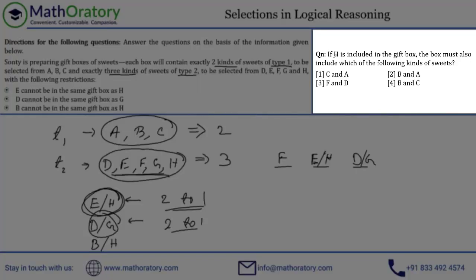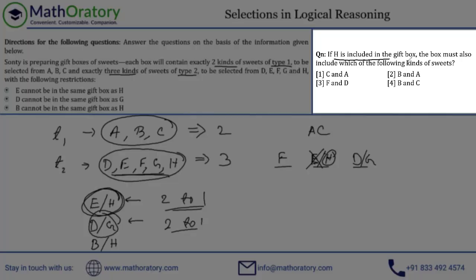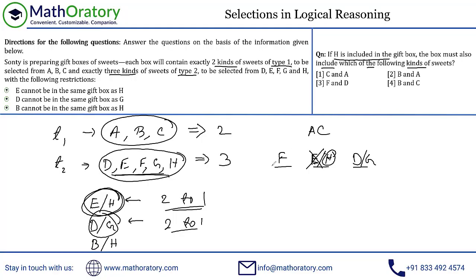Here again, it is mentioned something additional in the question. H is included in the gift box. So H is selected. So E is not selected. So this is what is given to us. Again, if H is selected, B cannot be selected. So it has to be AC from the first type. Now, what is the question? The box must also include which of the following kinds of sweets. Now, F is definite, D or G we cannot say anything about, but A and C have to be selected, right? So that is option 1. So option 1 should be the answer for this problem. Pretty straightforward. Let's move to the next one.